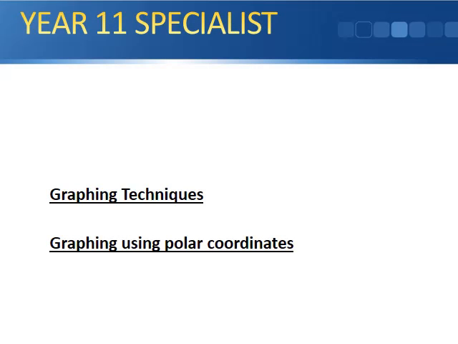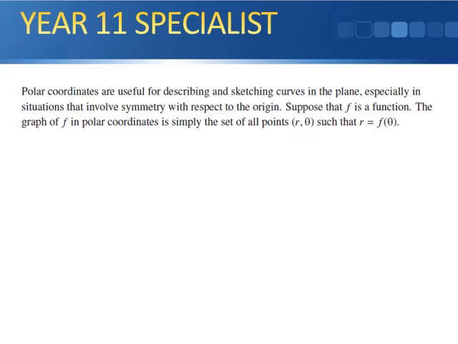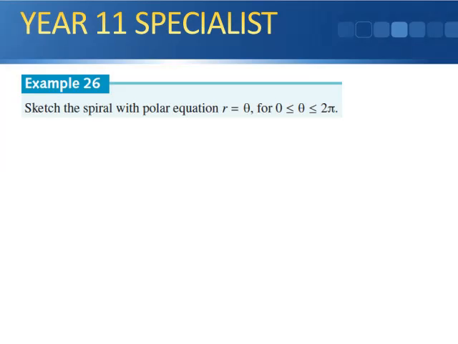Graphing using polar coordinates. Polar coordinates is really the set of all the points (r, theta) such that r equals f of theta. So if we're trying to sketch it, we substitute the theta in where it says in the equation and work out the r, and then it's going to be the even points spread out from x and y. Example 26: sketch the spiral with polar equation r equals theta for theta between 0 and 2 pi.